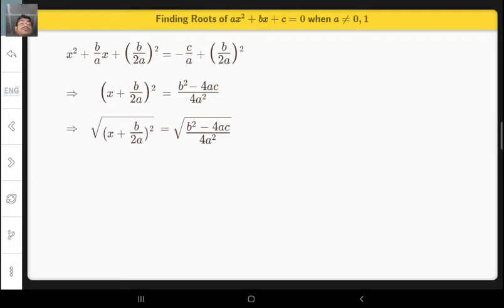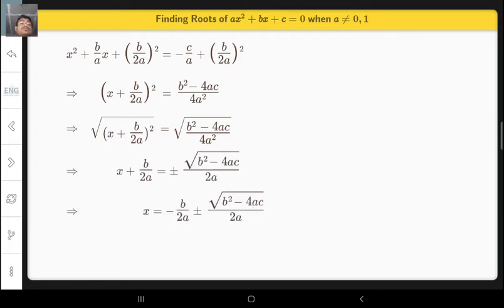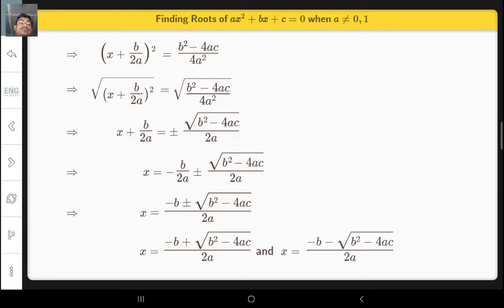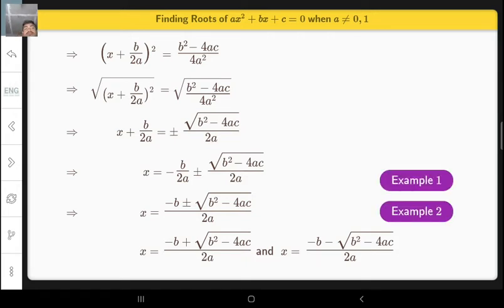To find the roots, we need to remove the exponent by taking the square root on both sides of the equation. We get the values of the two roots as x is equal to negative b plus minus square root b square minus 4ac upon 2a. By computing the two square roots, one positive and the other negative, we get the two roots of the quadratic equation ax squared plus bx plus c is equal to 0. Tap the buttons to understand this better with more examples.